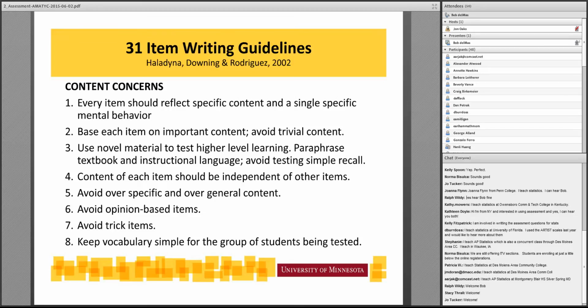There's all kinds of important things such as number 7, avoid trick items, and number 8, keep the vocabulary simple and appropriate for the group of students that you are testing or that you're working with. I just wanted to comment on number 7, avoid trick items. I don't consider an item to be a trick item if we know that there's a common misunderstanding that students have, and we write a multiple choice item, and among the response choices there are represented these common misunderstandings.